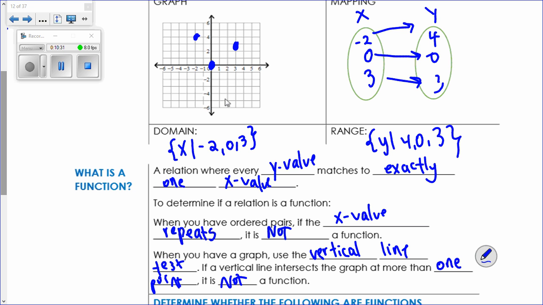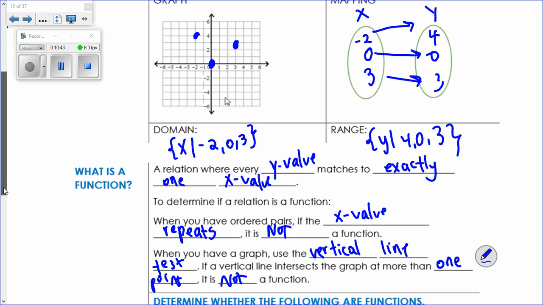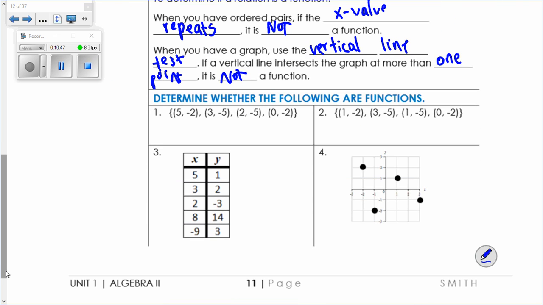So we're going to work on this as we move forward in algebra. Okay? Let's scroll on down. So we're going to determine whether the following are functions. So first, for number 1 and 2, you can just label. Label all your x values. Look at them. Do you have any repeating x's? I have 5, 3, 2, and 0. No. So this is a function. There's no repeating x values.